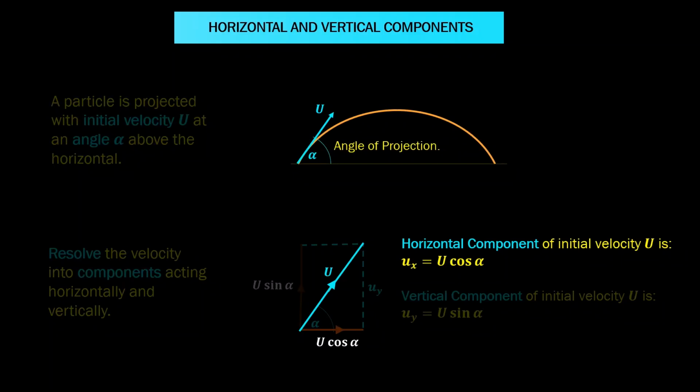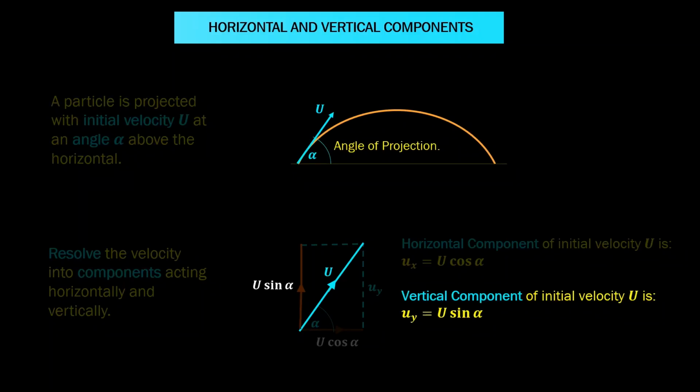So the horizontal component of the initial velocity u is ux equals u cos alpha, and the vertical component of the initial velocity u is uy equals u sine alpha.